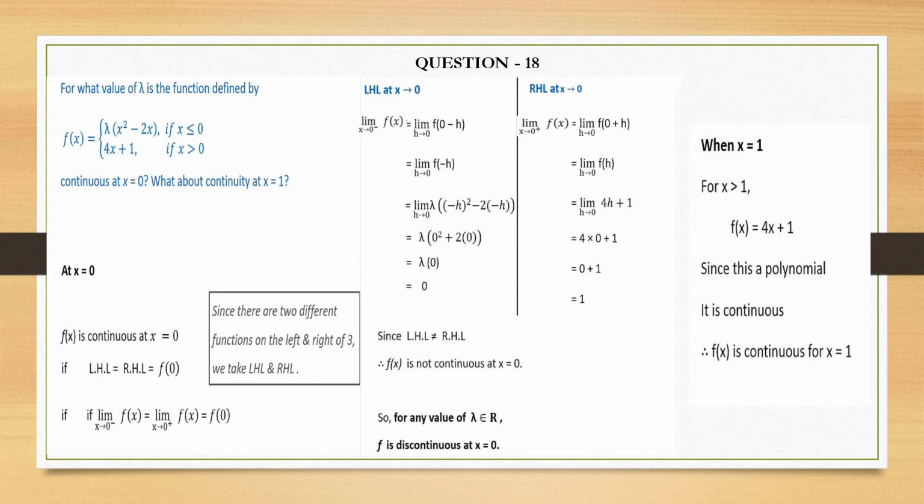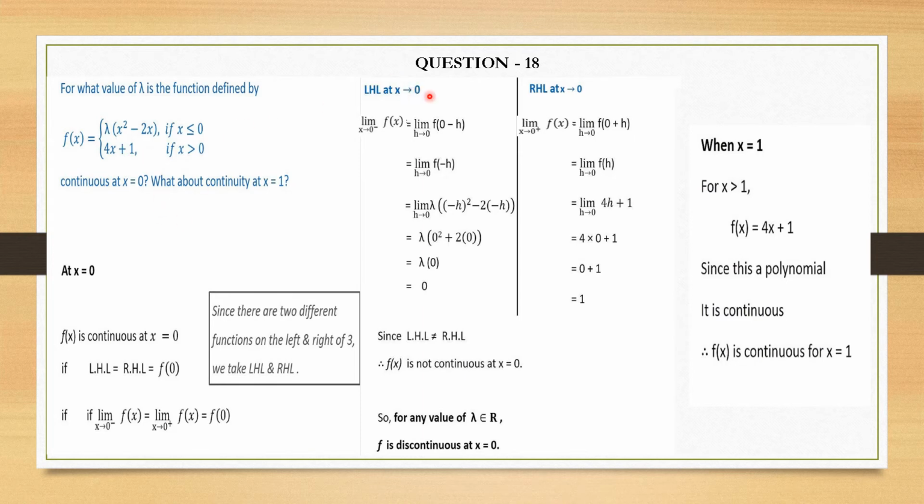Question number 18. Question number 18 is: for what value of lambda is the function defined by f(x) equal to lambda times (x square minus 2x) if x is less than or equal to 0, 4x plus 1 if x is greater than 0, continuous at x equal to 0, and you have to check the continuity at x equal to 1 also. Now you know at x equal to 0 I have to check the LHL, RHL and f of 0. All of them should be equal, then only we can say something about the continuity of this function. Apart from it, in this question you have to check the value of lambda for which the function is behaving continuous at 0 and 1 also. So please observe this question carefully.